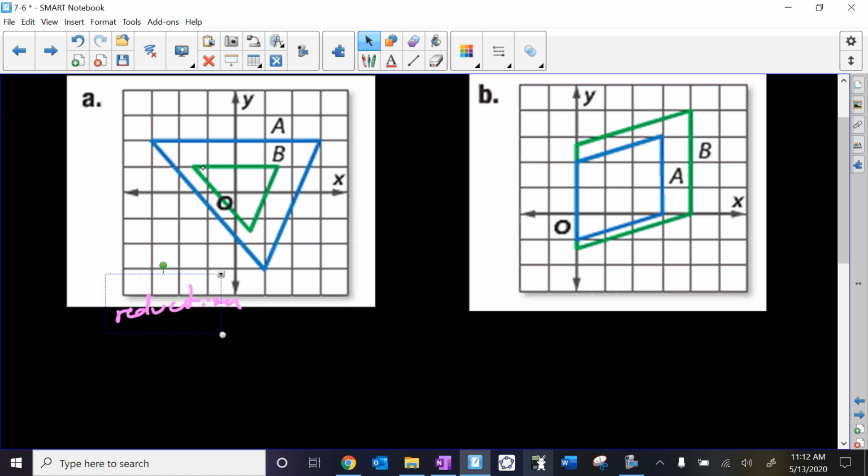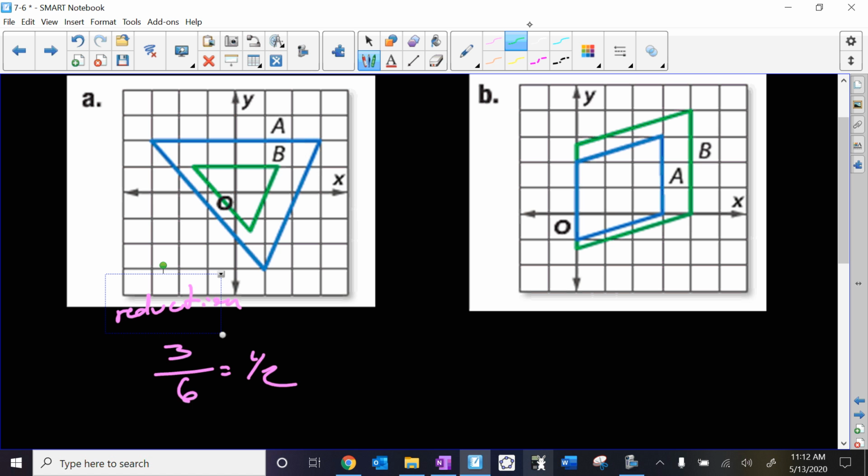Looks like I have a half over here, a half over here. It gets me 1, 2, 3. Over, and we'll find its corresponding side length. 1, 2, 3, 4, 5, 6. 3 over 6 reduces to 1/2, which makes sense because we said that a reduction has a scale factor that is between 0 and 1.